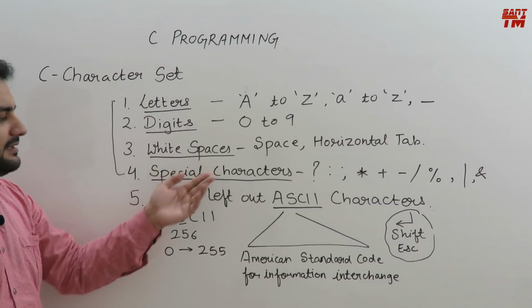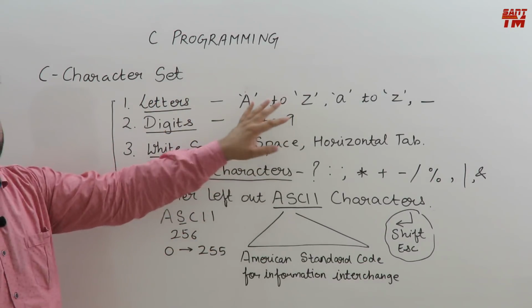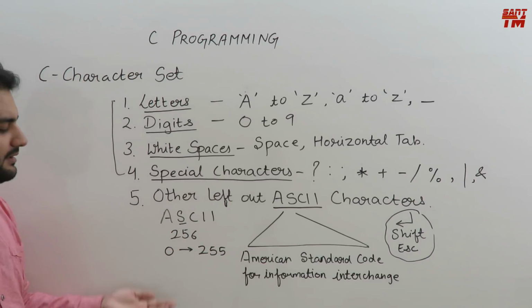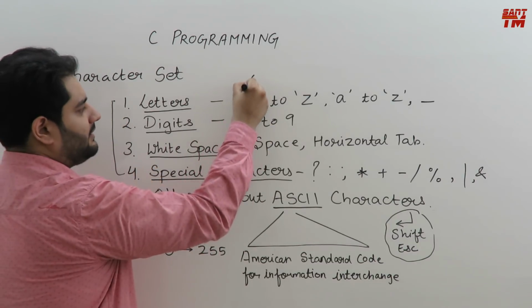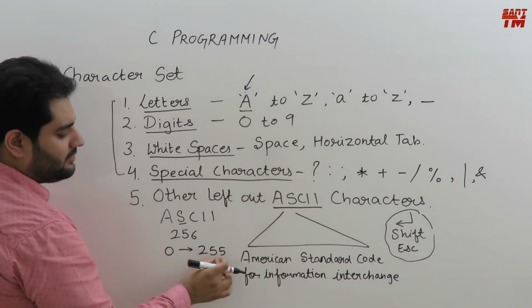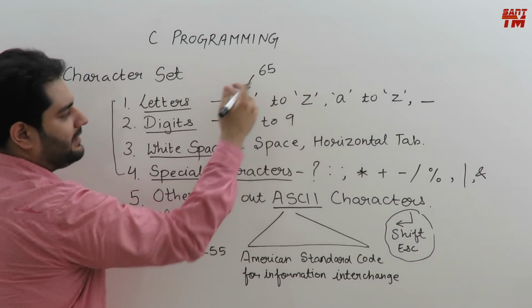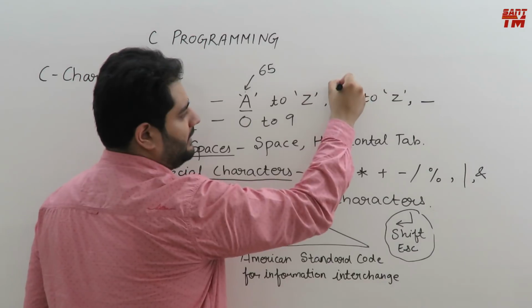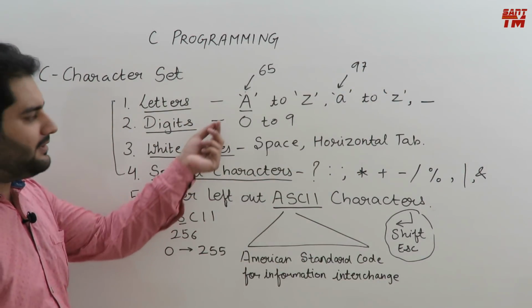Digits, white spaces, special characters and other left out ASCII characters, all of them have values between 0 to 255. That means, suppose we are studying capital A, the value of capital A between 0 to 255 lies at the 65th position. Capital A is 65 and small a is 97. So here comes the difference.